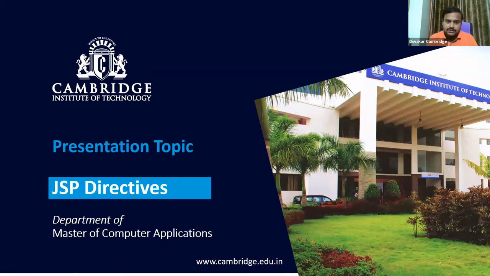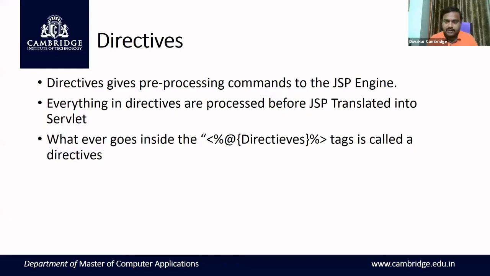What are directives? These directives are pre-processing commands to the JSP engine. Why are they used? As you know, in the life cycle of JSP, the end product of the JSP is nothing but the servlet. The JSP gets translated to the servlet. So before the JSP is translated to the servlet, these directives are processed.